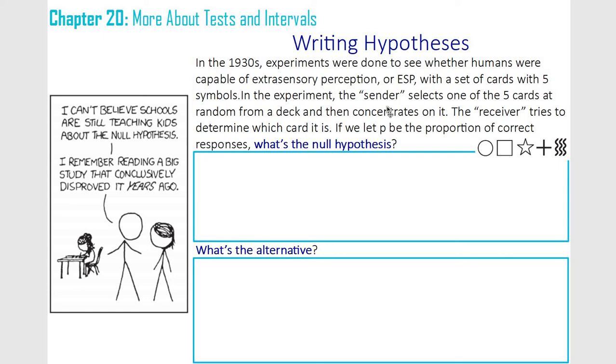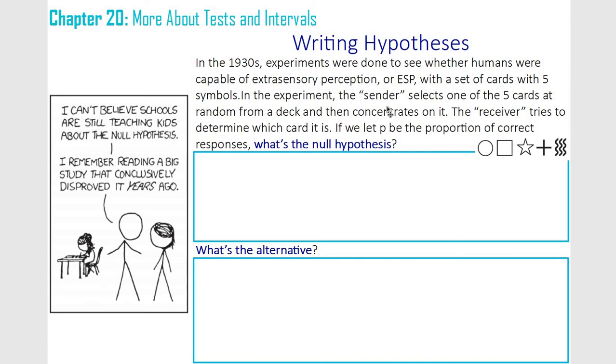Well, remember that the alternative hypothesis is what we want to prove, okay? So we're trying to prove whether or not there is ESP. We're trying to prove that that's there. So the null hypothesis would be that it's not, so it's typical.